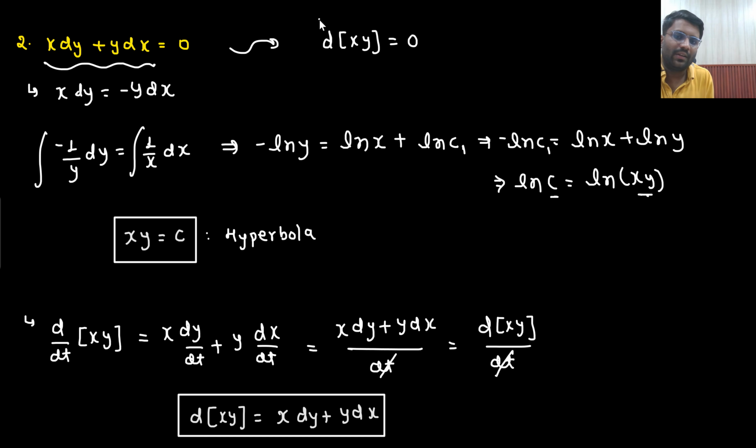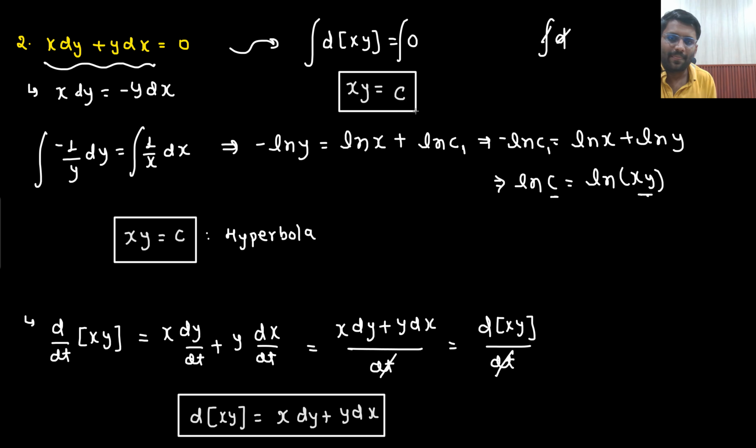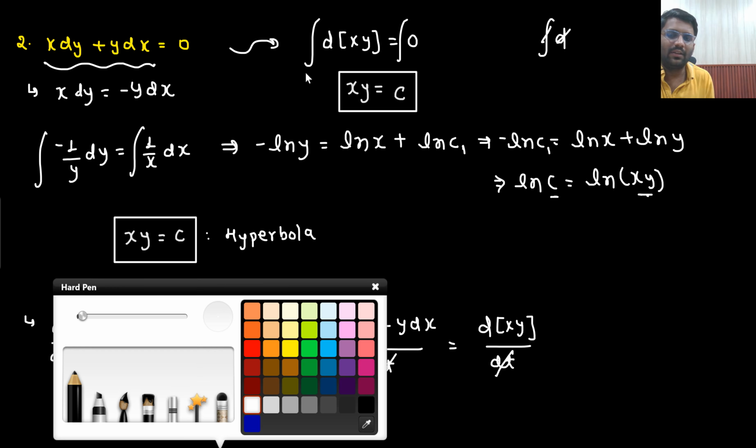On both sides you integrate. What answer will you get? What is the meaning of integration and d? They will cancel out each other, no? So what you are getting? xy. Integration of 0, constant. There you go. This will be the answer within one line.